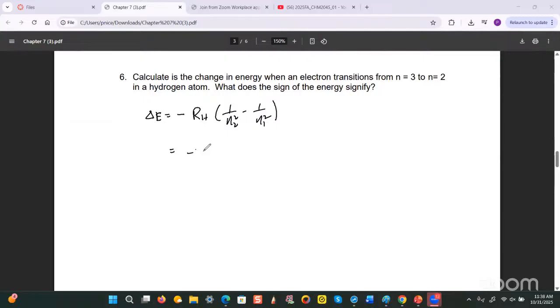RH is minus 2.18 times 10 to the minus 18 joules, times 1 over the final n value. It's going from 3 to 2, so that would be 2 squared, minus the initial n value, which is 3, so that would be 3 squared. And then that's it. We do the number crunching.